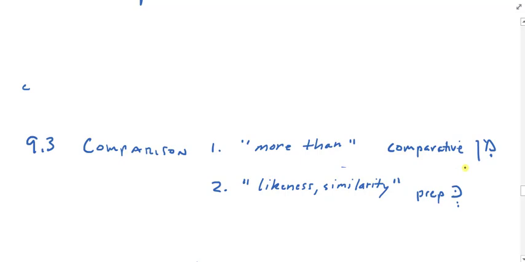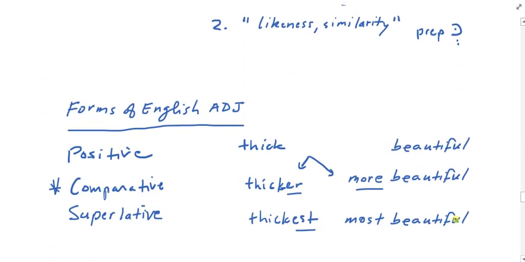And when we're describing two things in terms of their likeness or similarity, we use the preposition kaf, and this is usually translated as like or as. So before we look at the first kind, let's just talk about how adjectives occur in English. There are three basic forms of the English adjective. We refer to them as the positive, the comparative, and the superlative. The positive form is the most basic form. It's the kind that, when you think of the adjective in terms of its basic meaning or semantics, it's adjectives like thick and beautiful. All right?